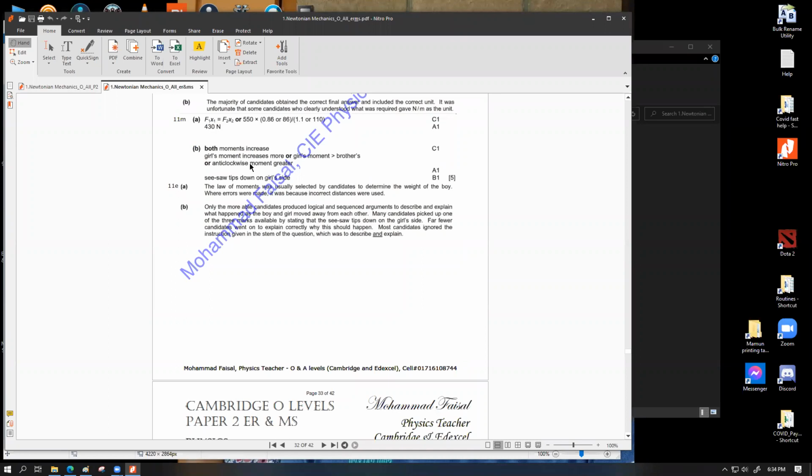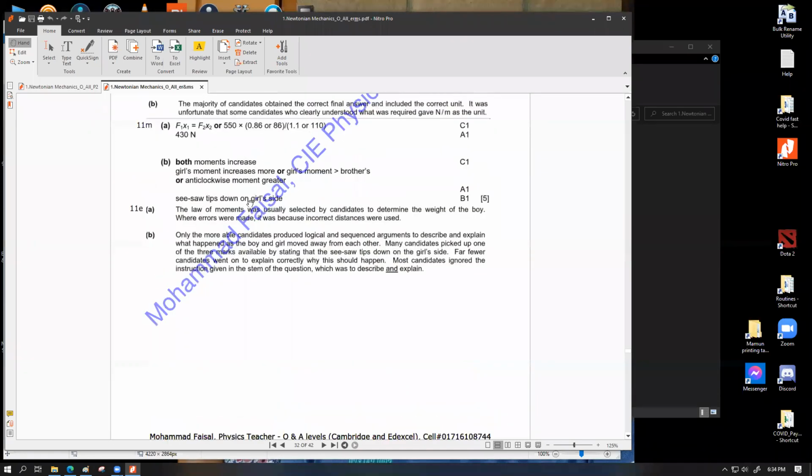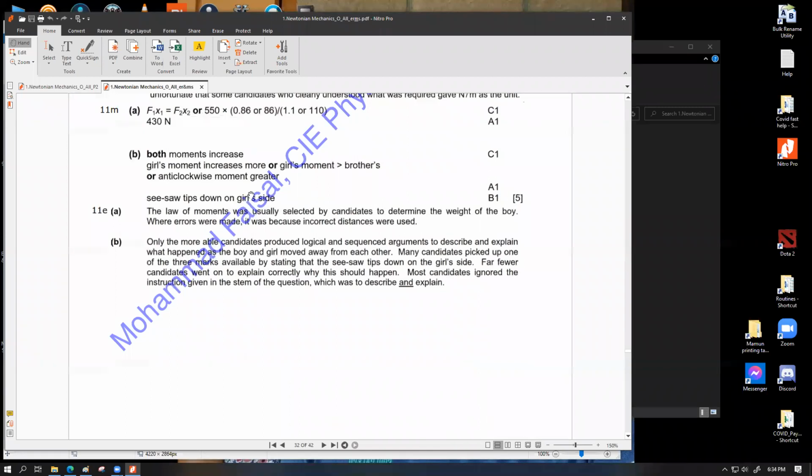Have a look. It says both moments increase. That's 1 mark. Girls' moment increases more, or you can say girls' moment is now bigger than brothers', or you can say anti-clockwise moment is greater. Any of these 3 statements works to score you the A mark, and then the seesaw tips down on girls' side, which means it goes down on this part.